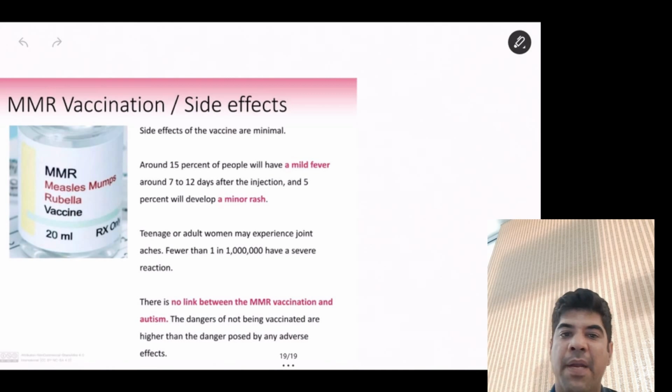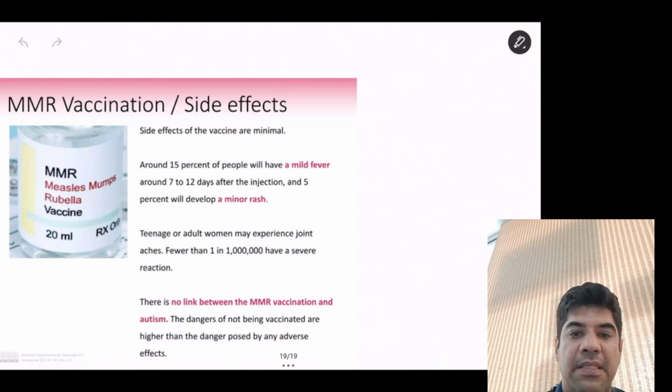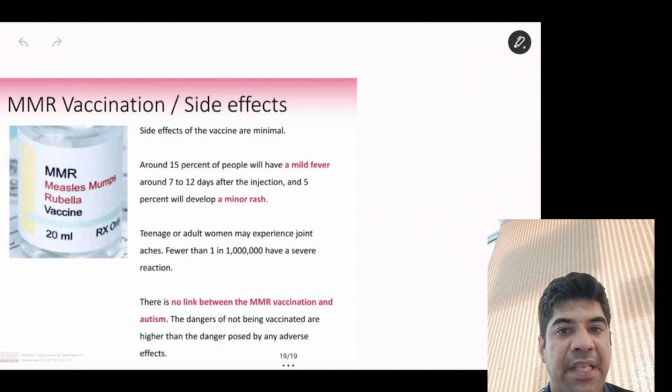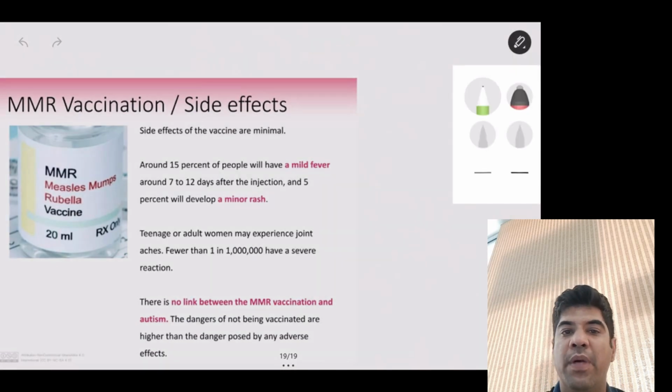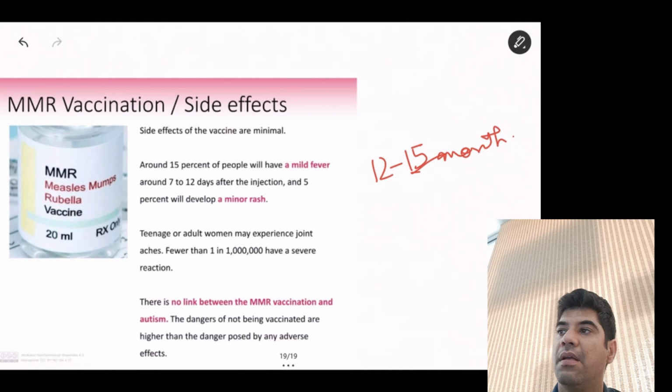So complication, if a woman is pregnant, it can lead to CRS or congenital rubella syndrome that can cause birth defects, deafness, heart defects, and cataracts in the children. The MMR vaccine that consists of measles, mumps and rubella is highly effective in preventing rubella. It is given in 2 doses. The first dose is given at around 12 to 15 months, and the second dose is given at the age of 4 to 6 years.